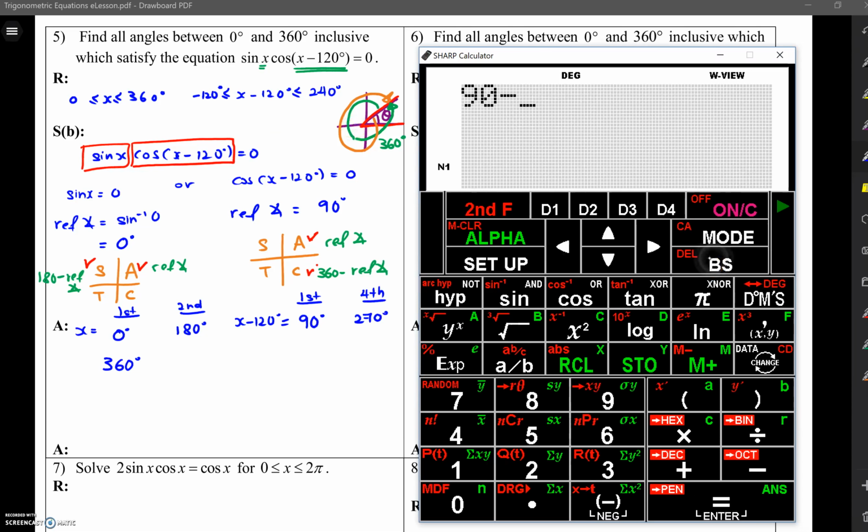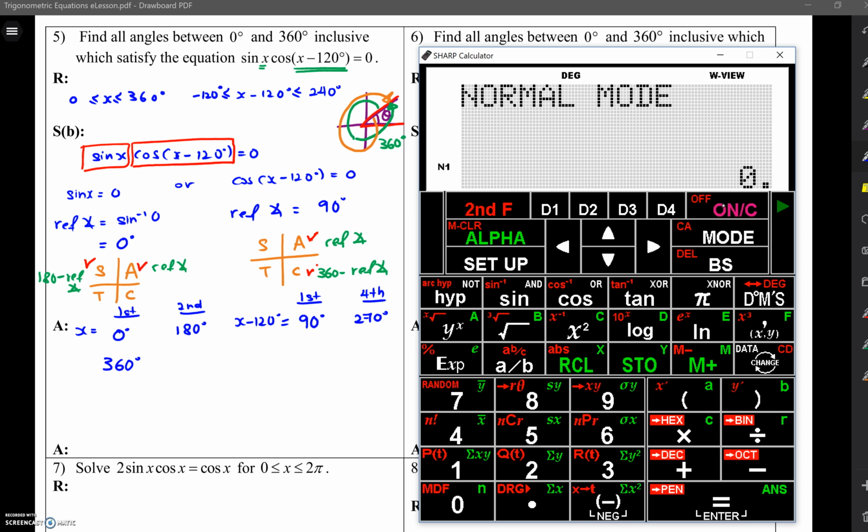Okay, so what if I add a cycle that is after that? Is 450 degrees within the range of negative 120 to 240? It's not again. So for the first quadrant, my answer is just 90 degrees.